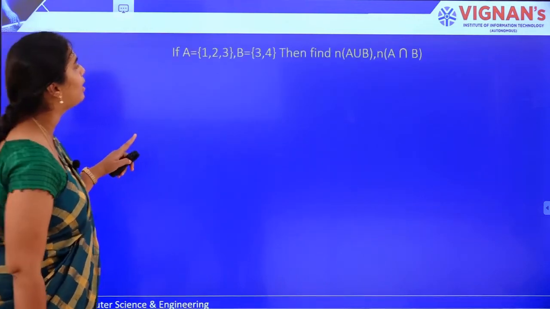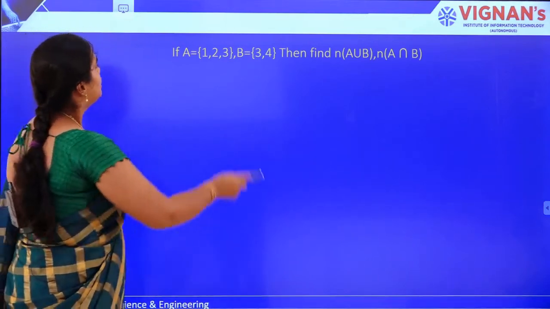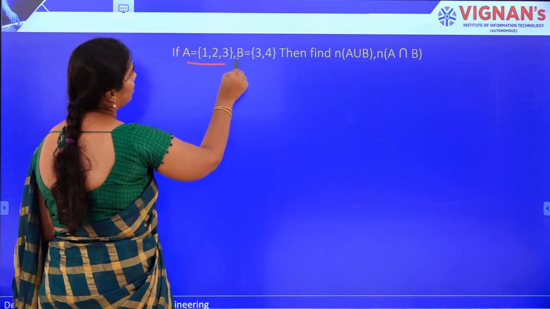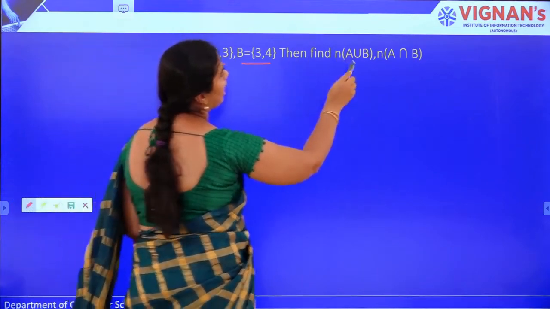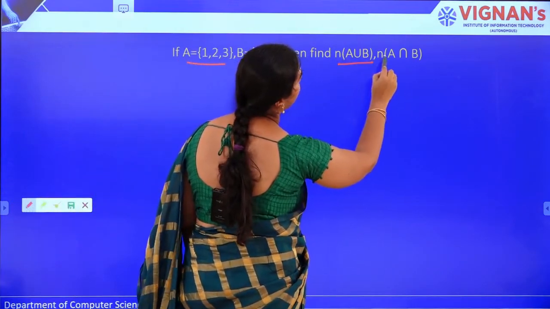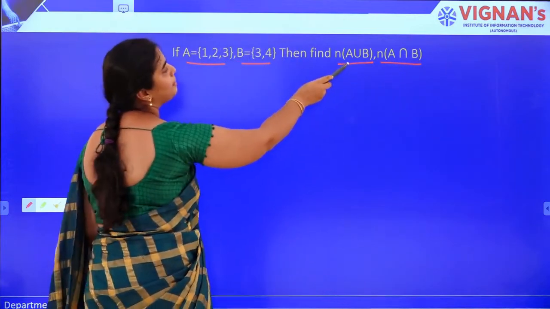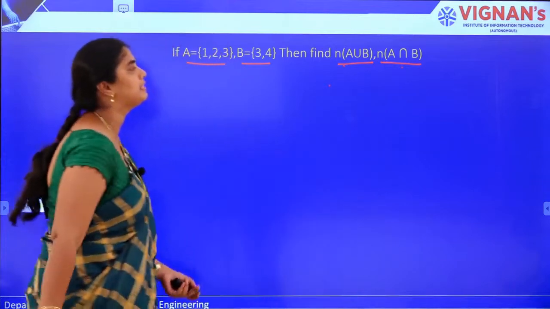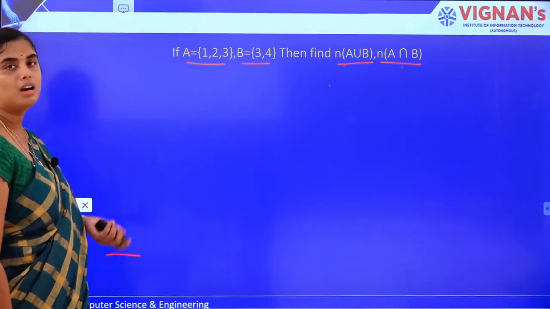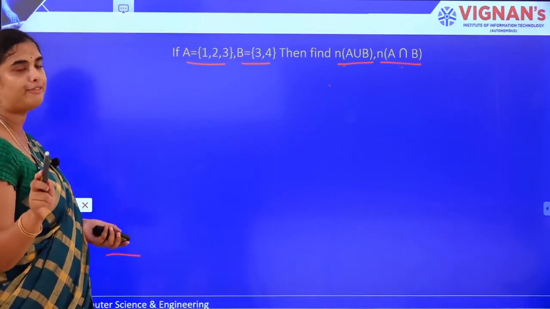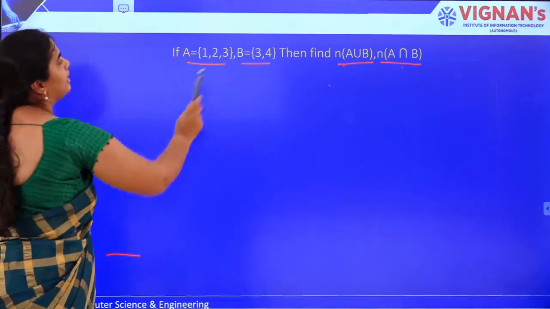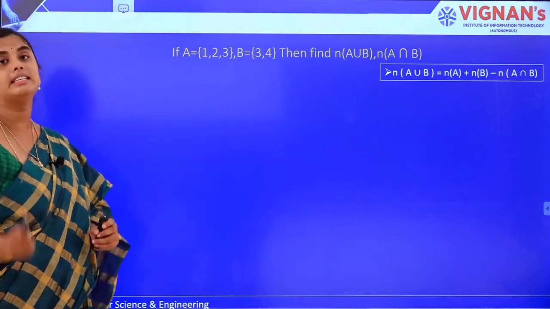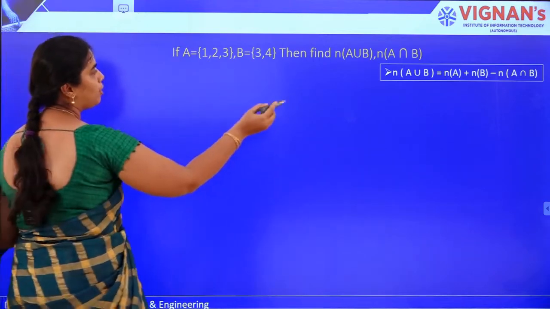And let us look at one more problem. You are given A equal to {1, 2, 3} and B equal to {3, 4}, and we are asked to find n(A ∪ B) and n(A ∩ B). That means the number of elements present in A union B and the number of elements present in A intersection B. As I already said, this is the set formula through which you can derive the number of elements.